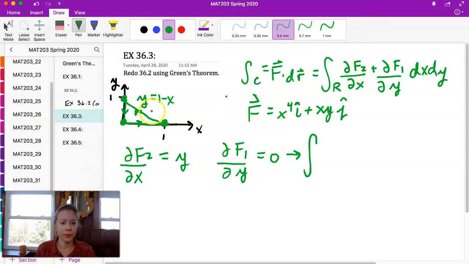And I'm just noticing my recording screen's looking weird. Hold on a sec. Okay. No, I guess that's fine.